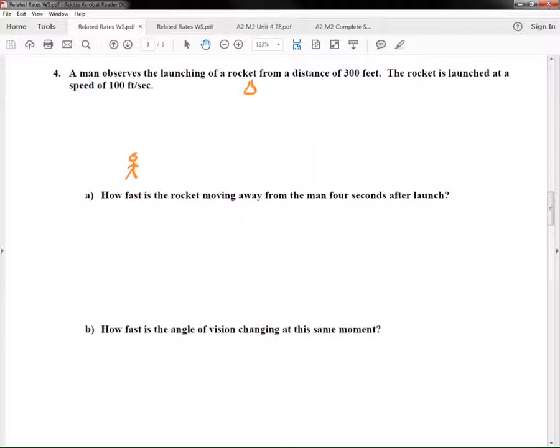Can I draw a rocket? No. Maybe I could draw a rocket. That looks like a rocket? Does that look like a flame? I don't know. That's a rocket. Guys, give me a break.